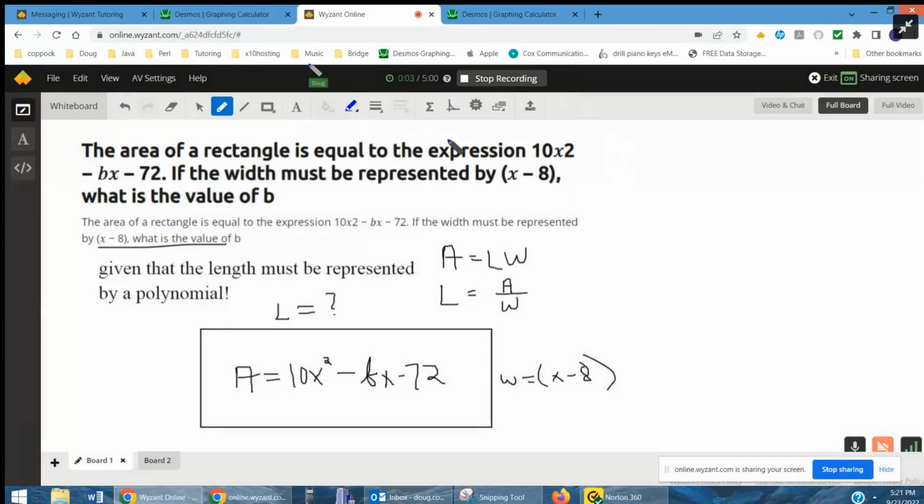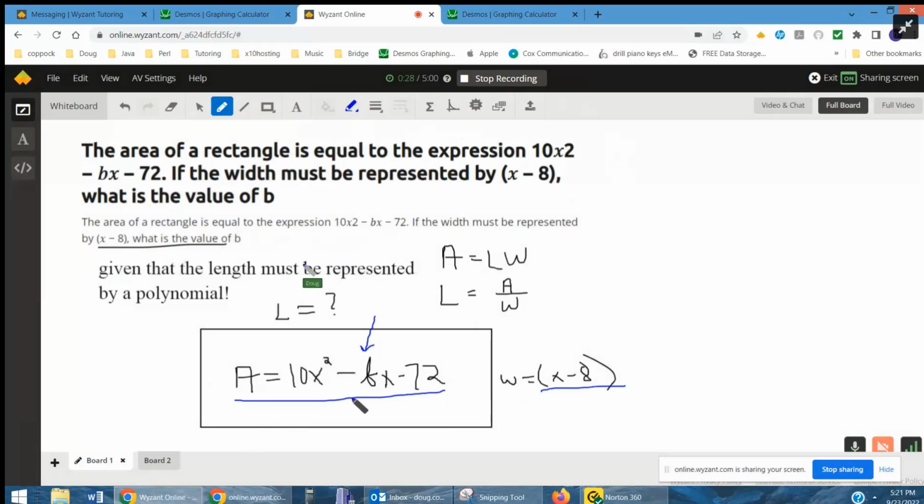Okay, this problem is actually not very well defined as to what they're trying to achieve, but here's the idea. We've got this rectangle with the area represented by this expression right here, and the width is represented by this expression. And they want us to find the value of b.